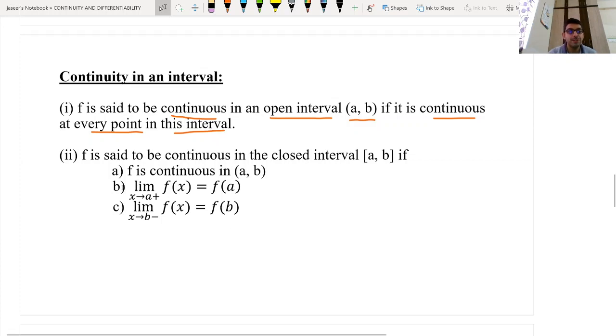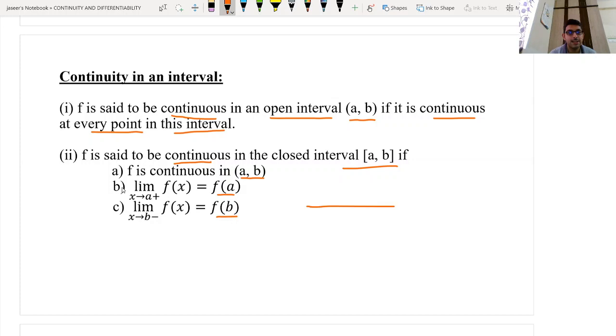For a closed interval, a function is said to be continuous in the closed interval [a, b] if it is continuous at every point in the open interval (a, b), and at the end points, the limit as x tends to a plus of f of x should be f of a, and the limit as x tends to b minus of f of x equals f of b.